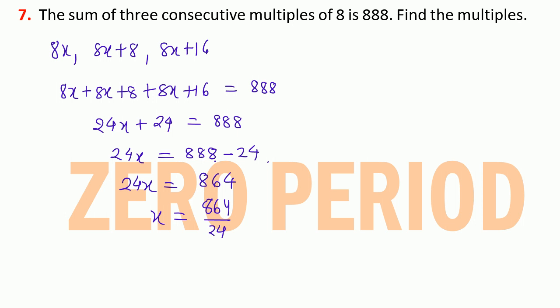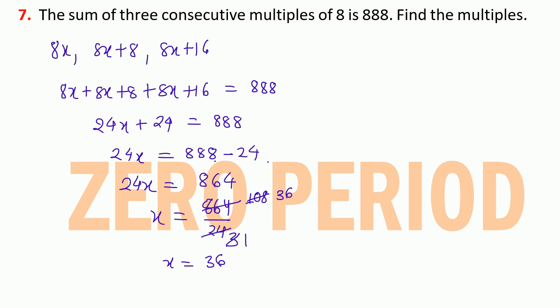24 and 864, these are the numbers. We have to divide the given numbers and simplify it. I think 8 can be taken. 8 times 3 is 24, 8 times 8 is 64, and then 3 times 1 is 3, 3 times 2 is 6, 3 times 12 is 36. So x is 36, but this is not the answer.